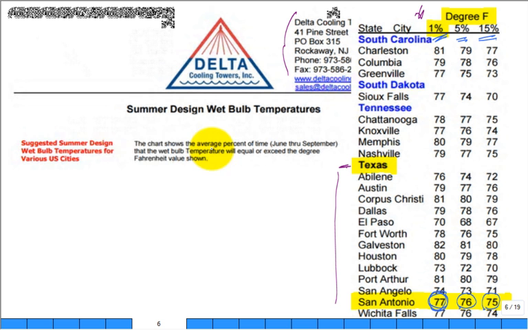This chart shows, if you can read that, the average percent of the time, June through September, that the wet bulb temperature will equal or exceed the degree Fahrenheit value shown. So you could be monitoring every hour of the year in San Antonio at the airport or standard location, and then you could say these are the number of hours that it exceeded, was higher wet bulb than 77. It would be on average over many summers, many years, only 1% of the time, 1% of the hours.